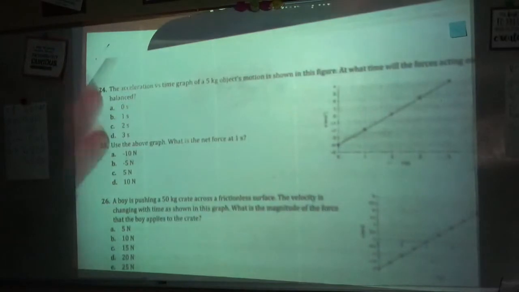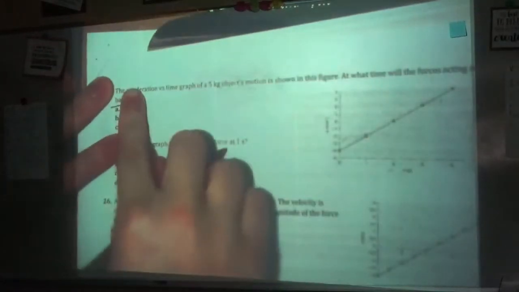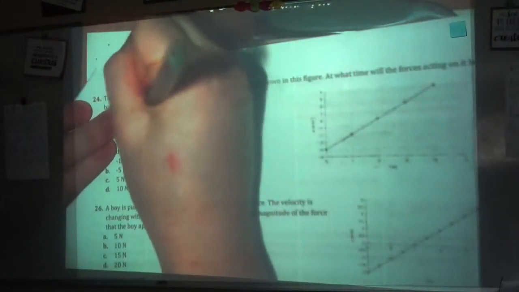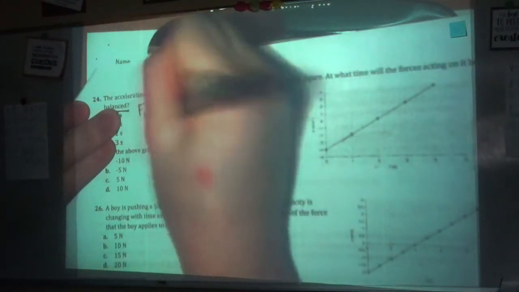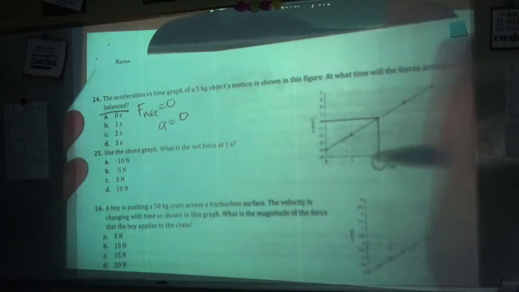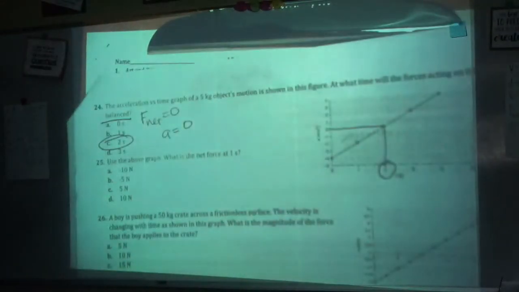At what time will it be balanced? And we're looking at accelerations. Let's think about if they're balanced, my net force is 0. That means my acceleration is 0. So acceleration is 0 at 2 seconds. That's the only time when it would be balanced.